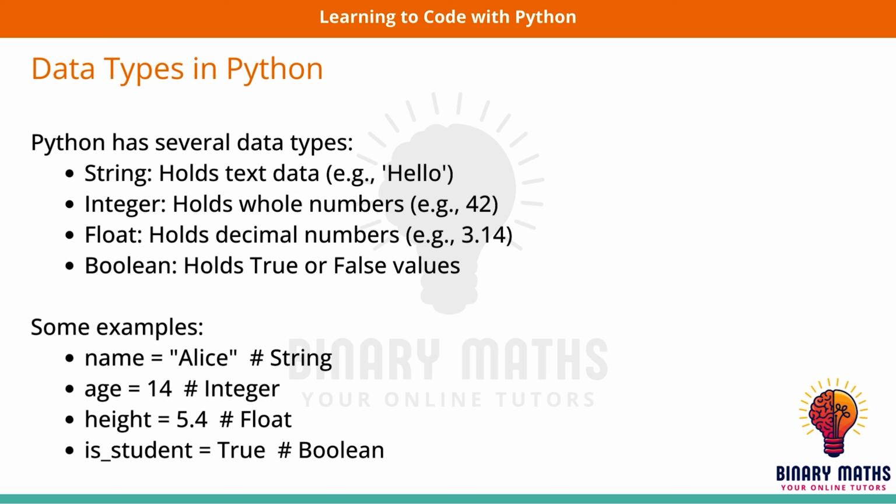Let's look at some examples. If we take name equals Alice, that's a string because it's a name. Age equals 14, that's an integer. Height equals 5.4, we've got a decimal place there, so that's a float. Is student equals true, that's going to be a Boolean. Now if someone wasn't a student, we could say false. So this actually has a true or false output. So in this example, we have a string, an integer, a float, and a Boolean.